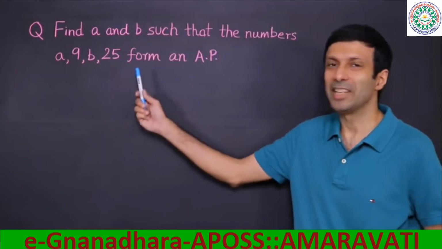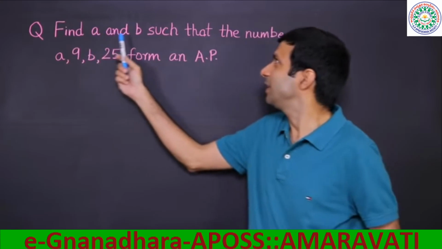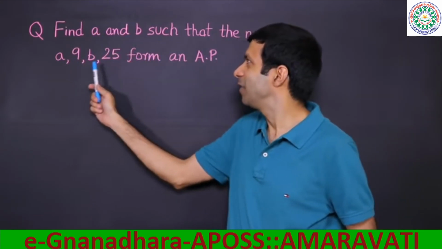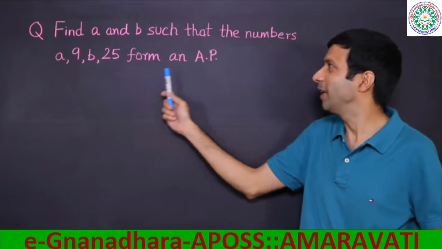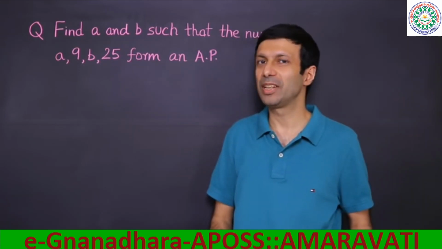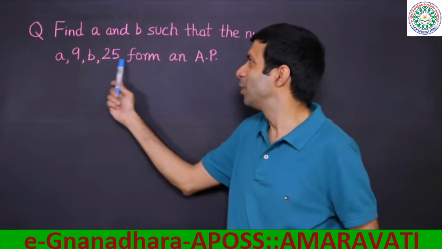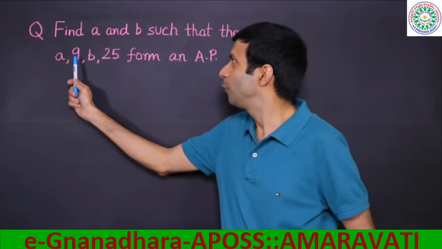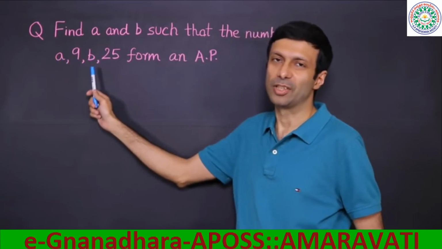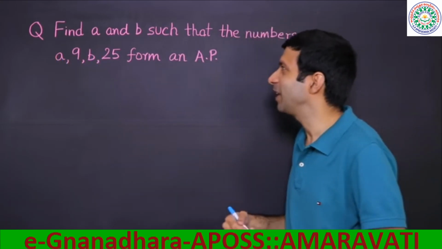Now let's try this question. Find A and B such that the numbers A, 9, B and 25 form an AP. So again, what's the key concept to use here? That since these numbers form an AP, the difference between a term and its previous term is going to be constant. So let's apply that here.